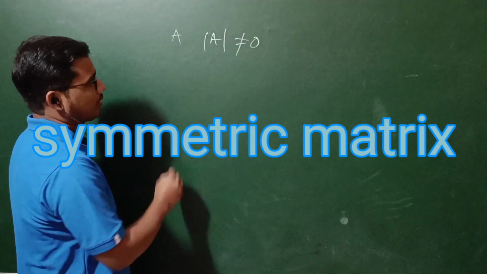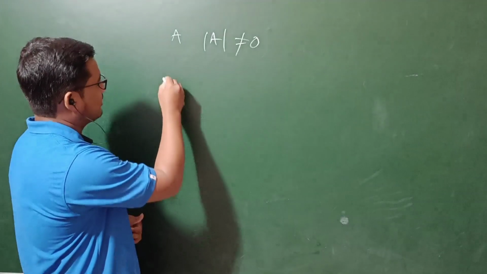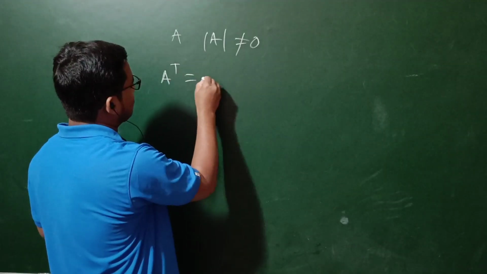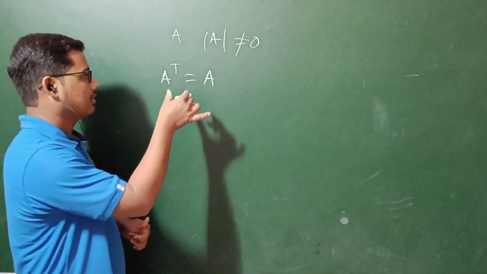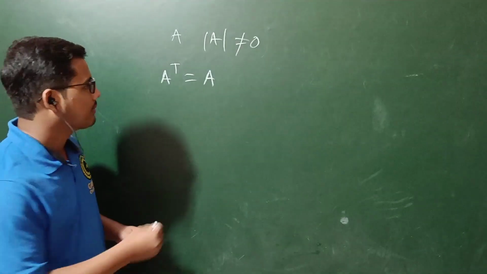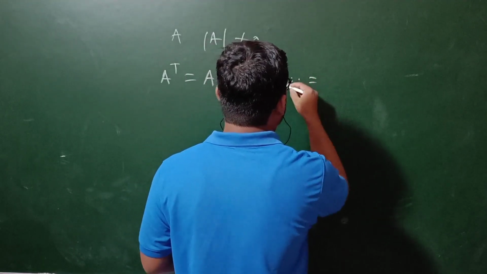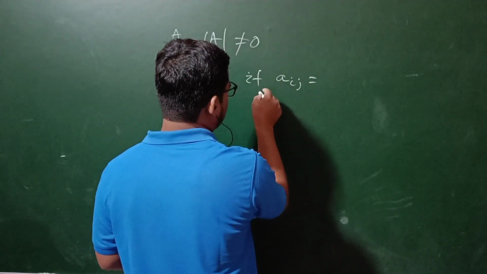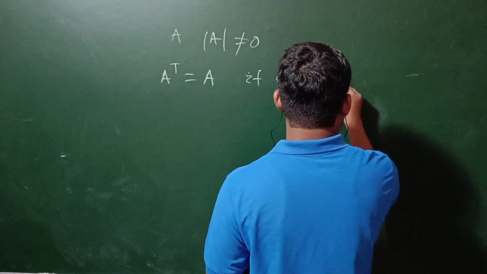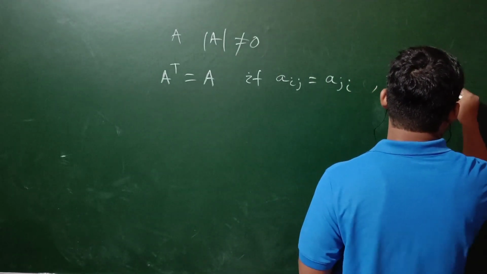Then the symmetric matrix. What is a symmetric matrix? A matrix A is said to be a symmetric matrix if its transpose is equal to the matrix, A transpose is equal to A. This is called a symmetric matrix. Its mathematical form will be: matrix A is symmetric if Aij is equal to Aji, where i and j vary from 1 to n.